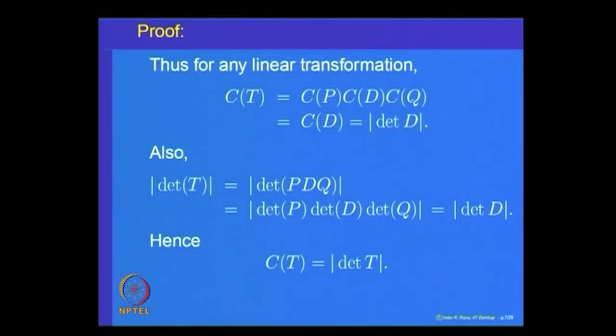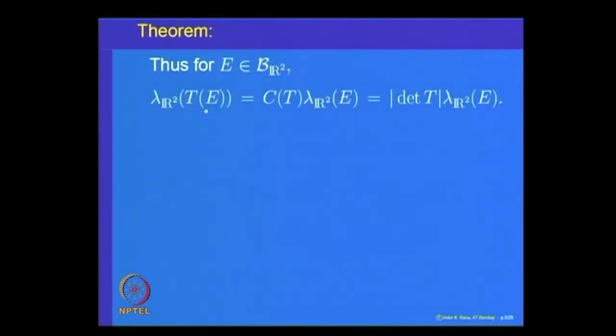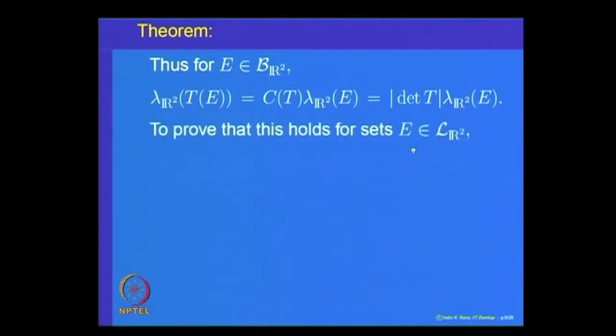We have completed the proof that for a linear transformation, if you take the set E and transform it by a linear transformation, the Lebesgue measure of the transformed set is determinant of T times the Lebesgue measure of the set E. So, that proves the theorem for all Borel measurable sets. Till now we have proved the theorem only for Borel measurable sets. We would like to extend this theorem to Lebesgue measurable sets.